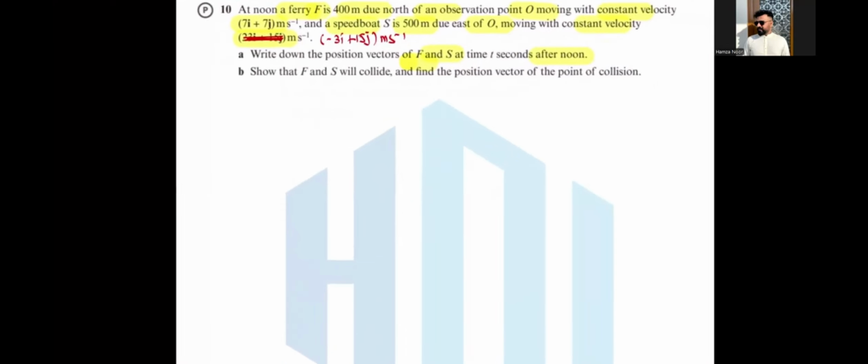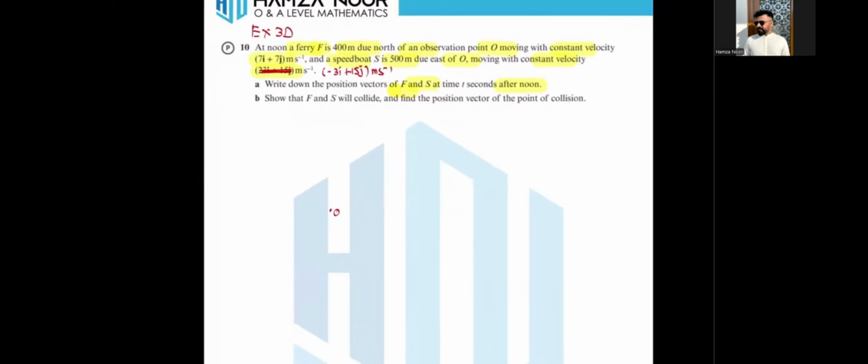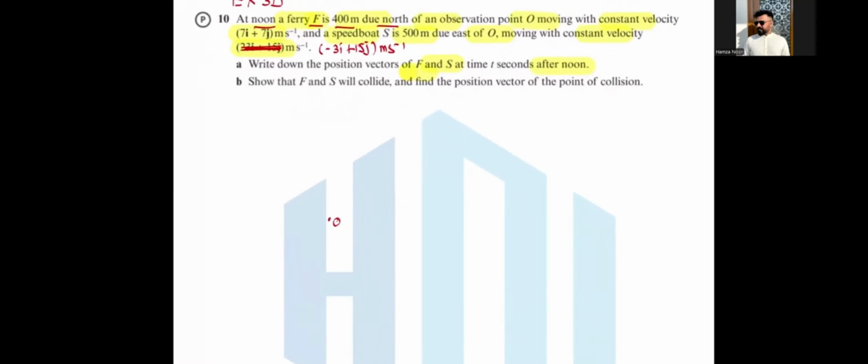So here we have the observation point, let's say point O, the origin, and it says that at noon, a ferry F is 400 meters due north. Due north means vertically upwards. So the ferry is 400 meters due north of point O, meaning r naught, the initial position vector for the ferry, is basically 400j, meaning the i component is 0. So 400 meters due north means the initial position vector of the ferry is 400j.